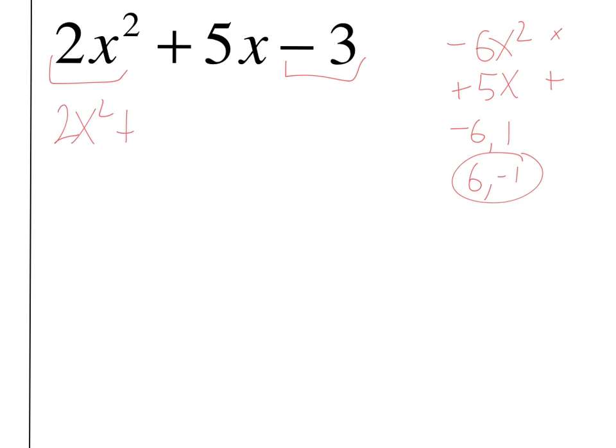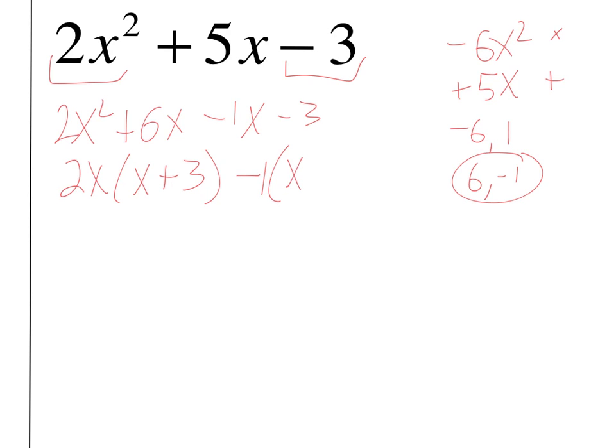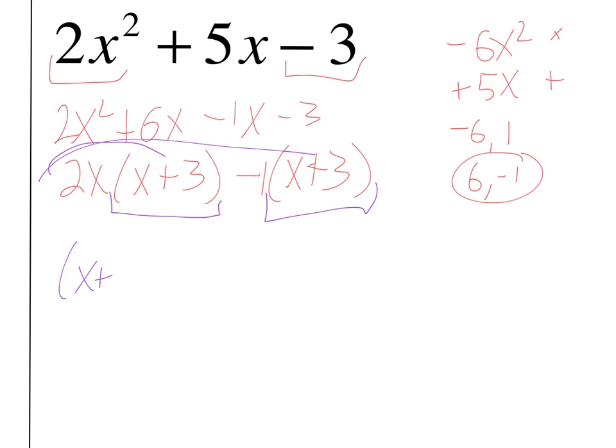So 2x squared plus 6x minus 1x minus 3. Take a 2x out, and I'm left with an x plus 3. And take a minus 1 out, and I'm left with an x plus 3. Because I got the same number in both parentheses, I know that works. Now I've got an x plus 3 in both of these. I'm going to undistribute that, and I've got an x plus 3 and a 2x minus 1. Okay, looking pretty good. Let's check out the next one.